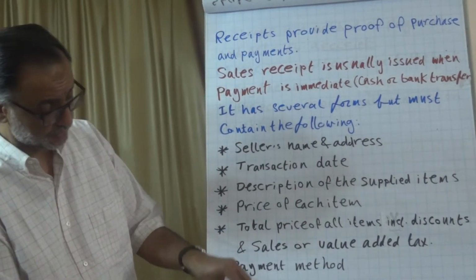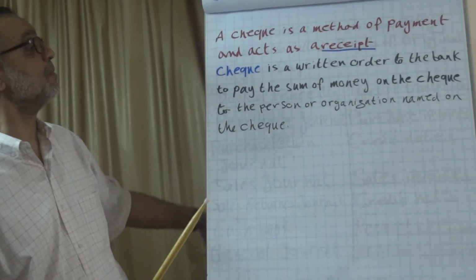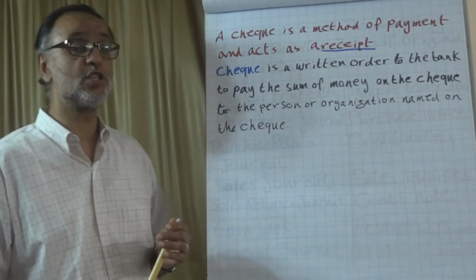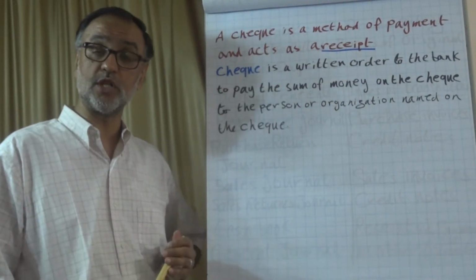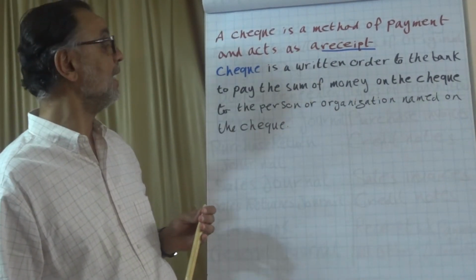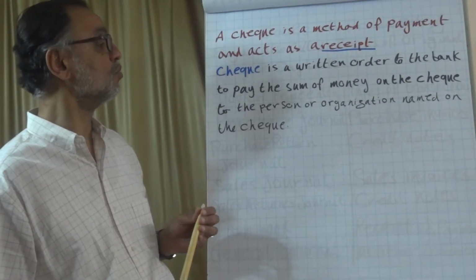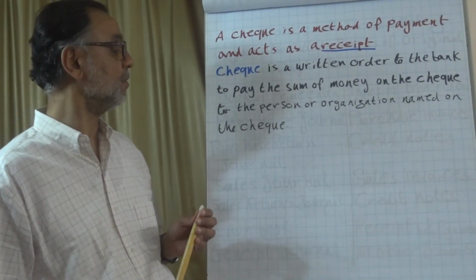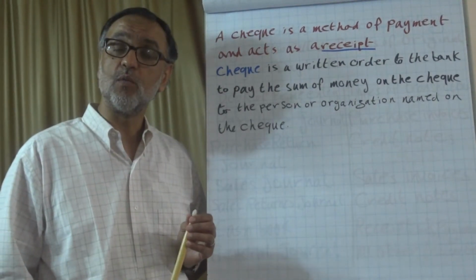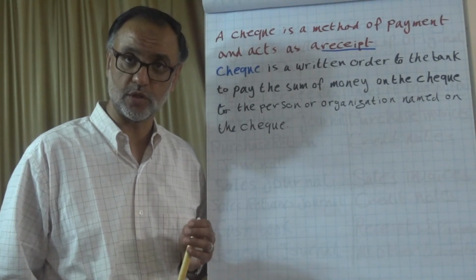Checks. Last thing in this video will be checks. A check is a method of payment and acts as a receipt as well. So if you issue the check, it's a receipt. A check is a written order to the bank to pay the sum of money on the check to the person or organization named on the check. With this, we have finished the documentary record sessions. Thank you.